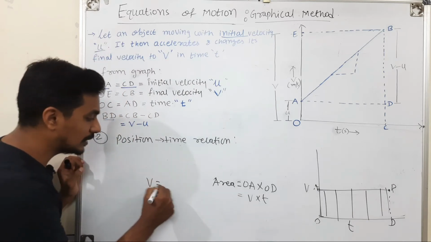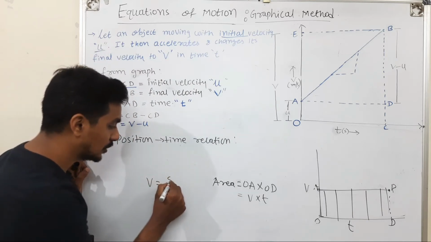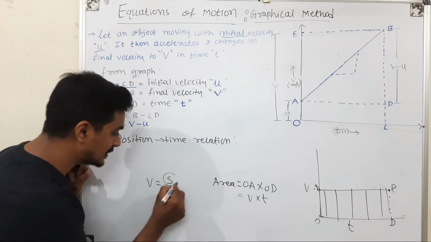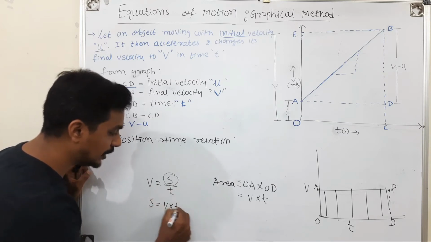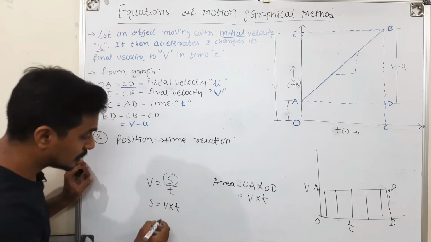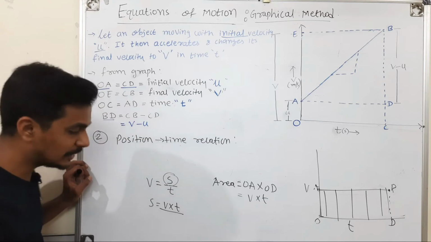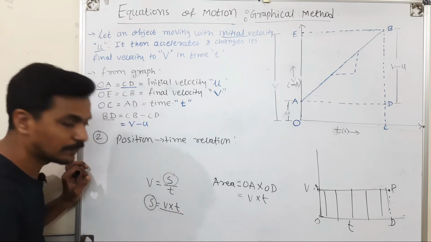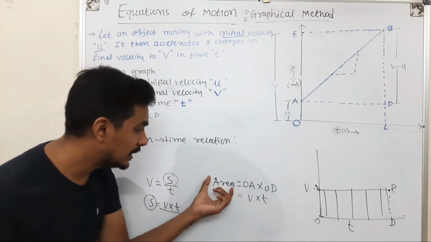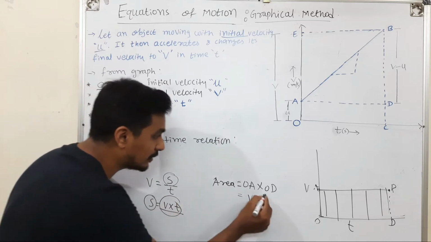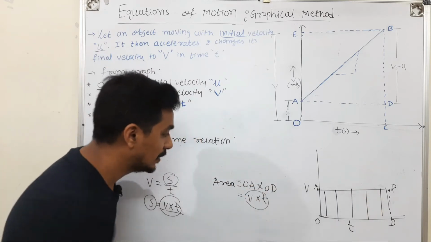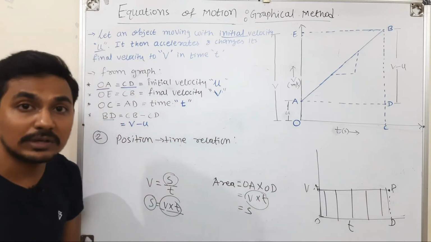For the other case, we have velocity is equal to total distance or total displacement per unit time. Now if I make S the subject, then S is equal to velocity into time, or distance is equal to speed into time. So speed into time or velocity into time gives us the distance or displacement. Here velocity into time gives us the area, and here velocity into time. If these two terms are equal, then this area will give us the distance covered by the object.